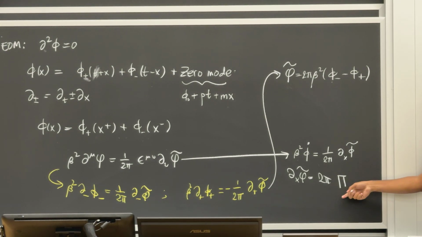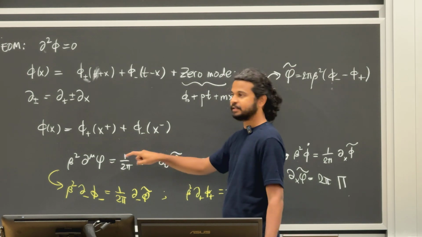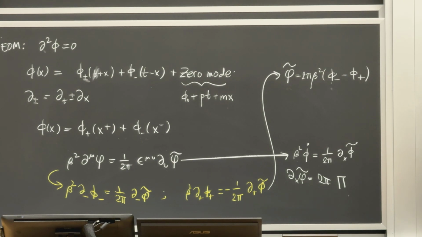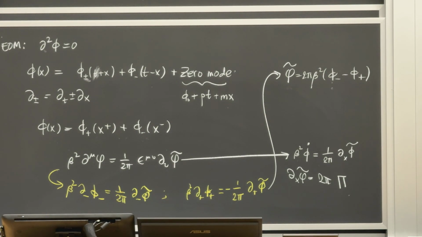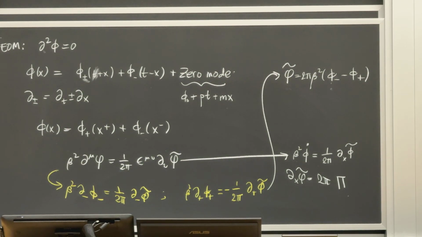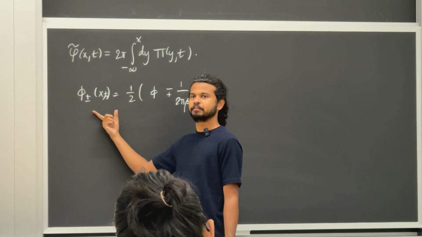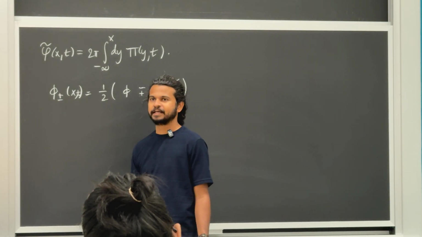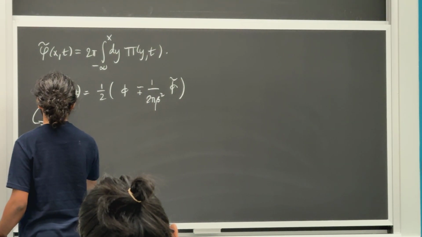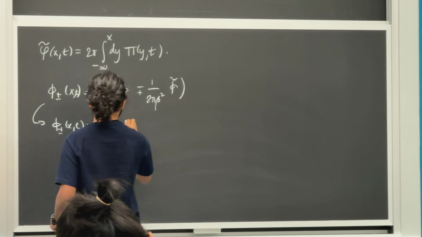Now I have two equations. I can solve for phi plus and phi minus, right? So phi plus minus is nothing but half phi minus plus 1 by 2 pi beta square phi tilde. Now I've achieved my goal to write down phi plus minus in terms of the field and the canonical momentum pi, which is nothing but phi plus minus xt is half phi xt.